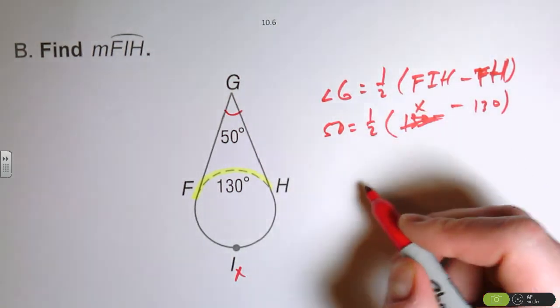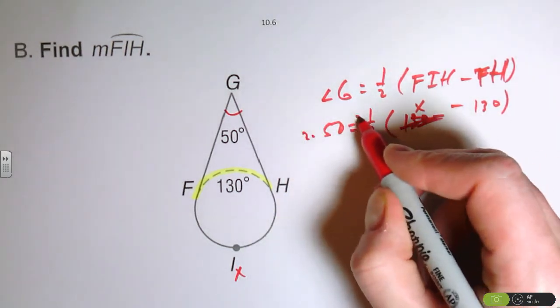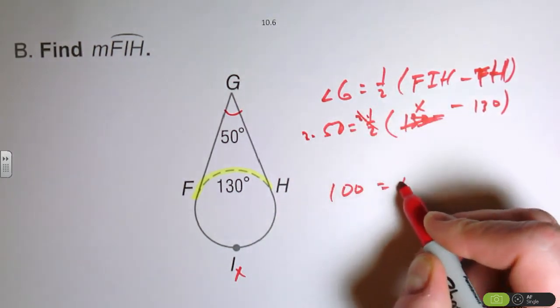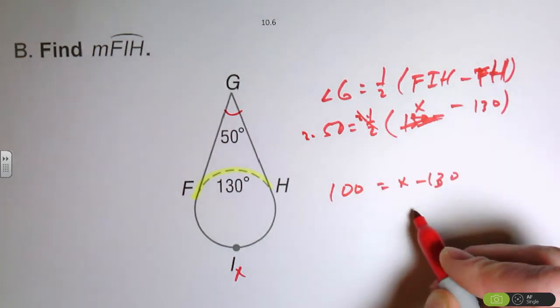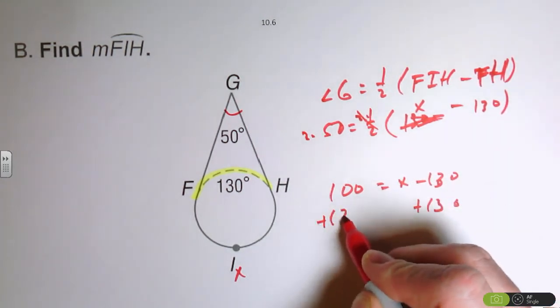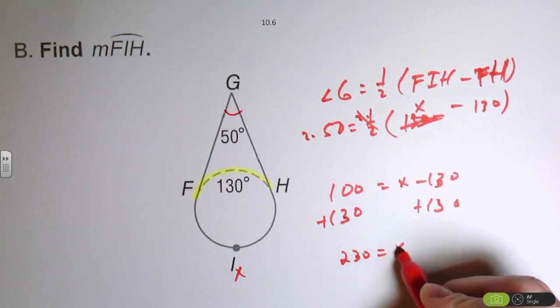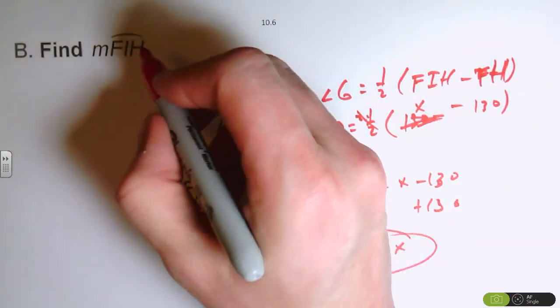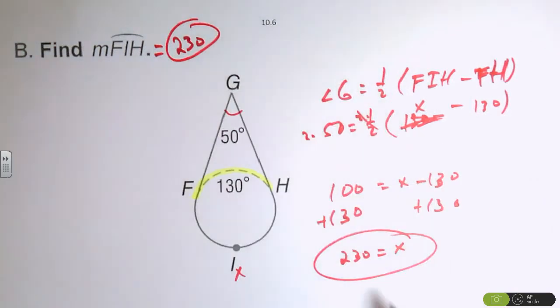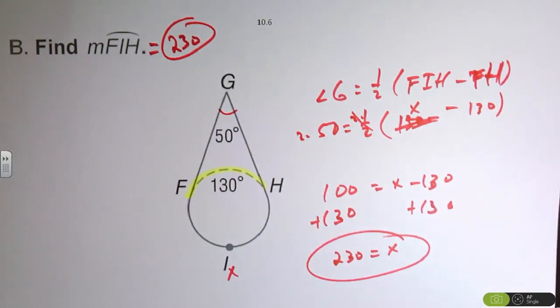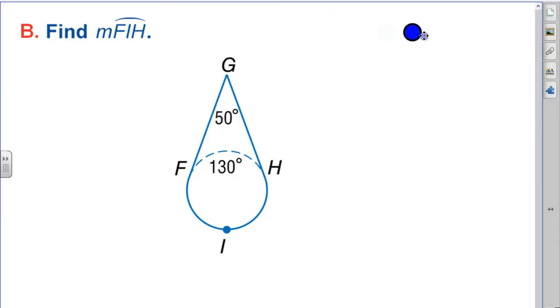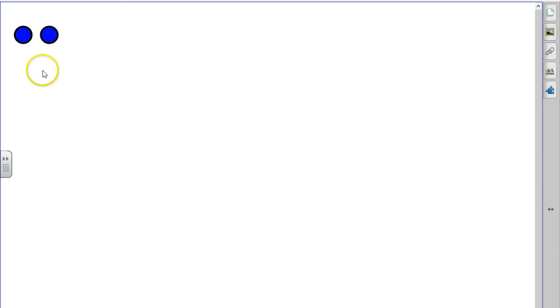Okay. So I would double it again, just double both sides, cancel it off. 100 equals X minus 130, add 130. There you go, 230 is X, so FIH is 230 degrees. And that's that. So I know these are more complicated and might have struggled a little bit, but that's fine. We're going to go through all these in class and you'll figure it out by the end of the hour. It's not that bad.